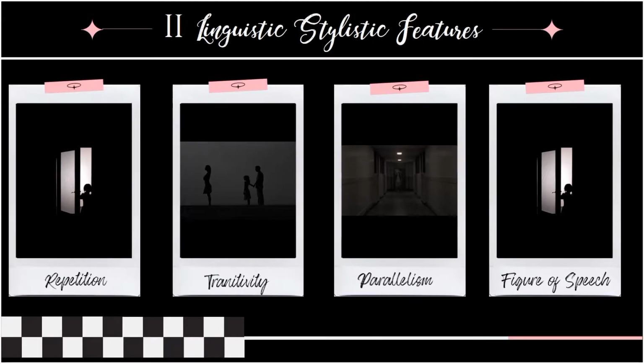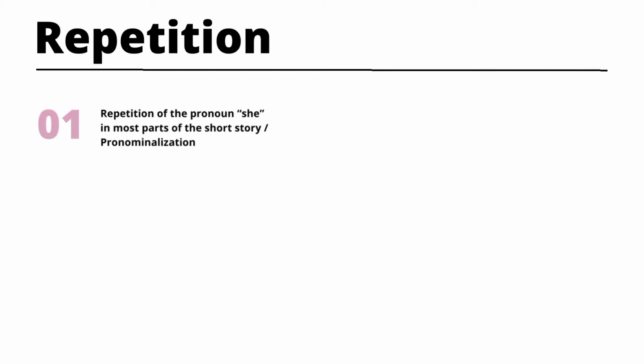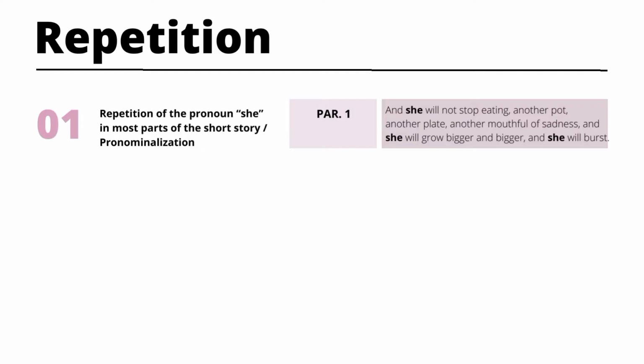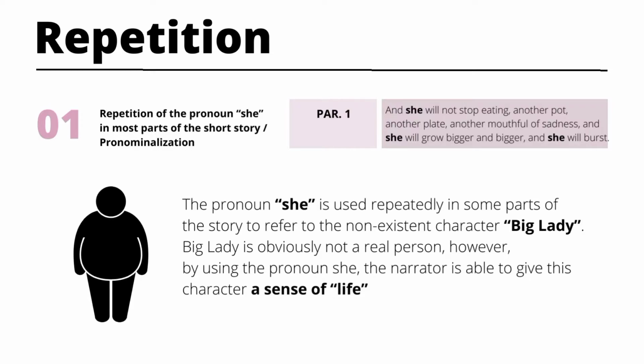Here are the different linguistic stylistic features that we have found in the short story. The first foregrounding technique is repetition. Under repetition is the repetition of the pronoun she in most parts of the story, or this can also be categorized as pronominalization. The pronoun she is used repeatedly in some parts of the story to refer to the non-existent character Big Lady, which we can see in paragraph 1.